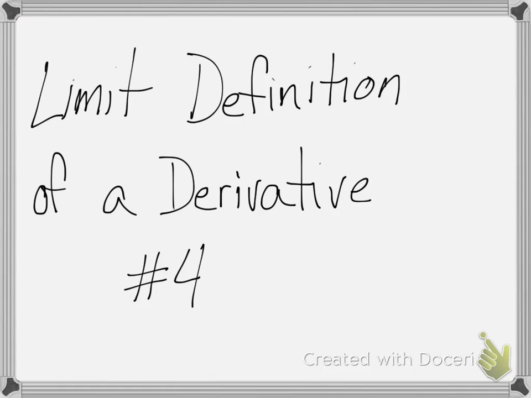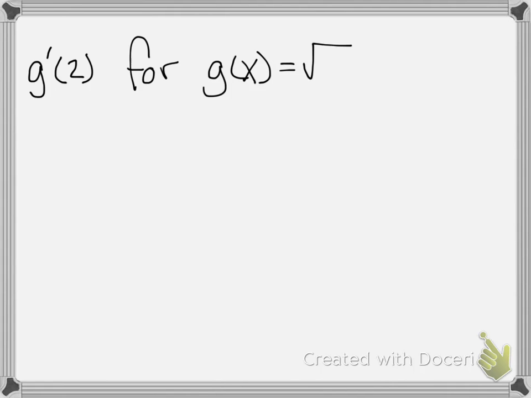Okay, this is going to be another limit definition of a derivative, but it's going to be getting just a little bit more complicated, but not too much. They want us to find what our g prime of 2 is going to be for g of x being equal to the square root of x.